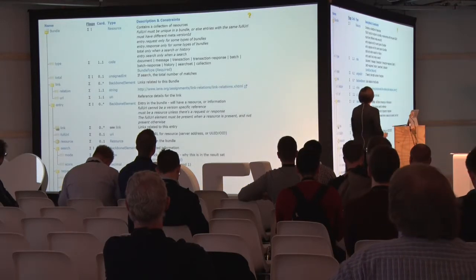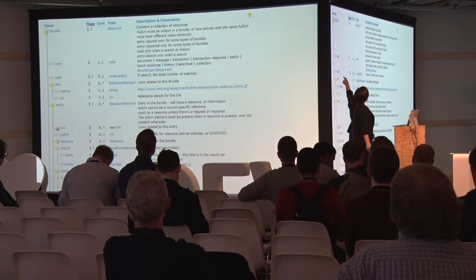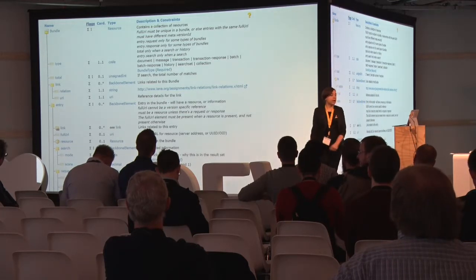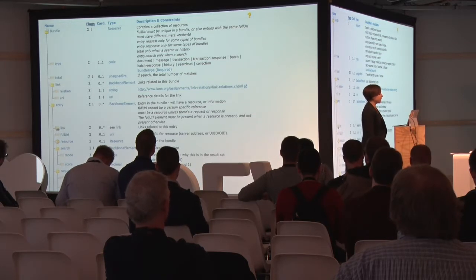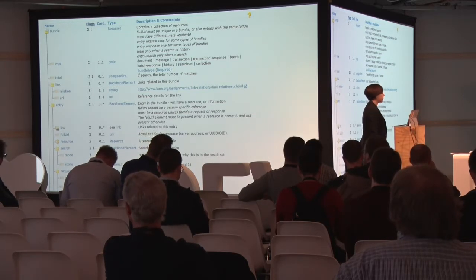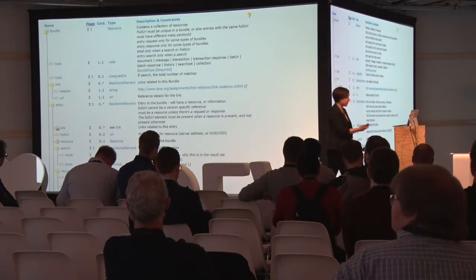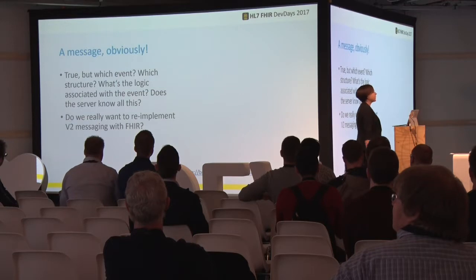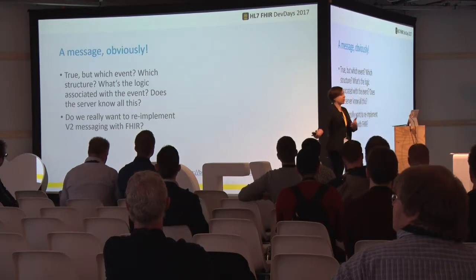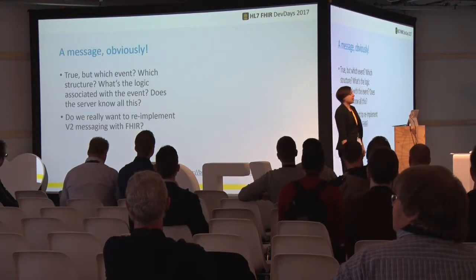Looking at the specification, you can see right here at the top you have the bundle type, and this could be either a document, a message, transaction, batch, history, search set, and collection. So it's got to be any one of those. And I mean, the obvious answer is it's going to be a message, because it's a message coming in, so it's probably going to be a message going out.